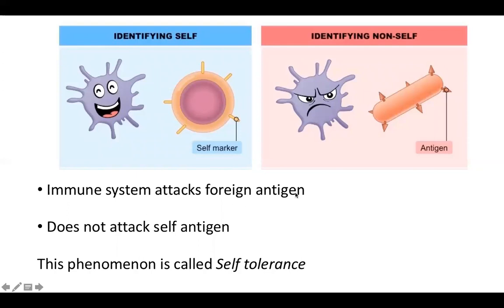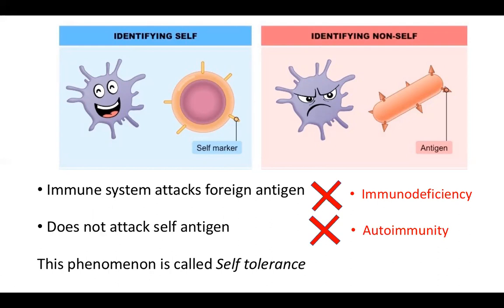Now, if this first part, recognizing and reacting against a foreign antigen, is defective, what will it lead to? That is what we call immunodeficiency, the inability to mount an immune response against a foreign antigen. If the second part, that it normally does not attack a self antigen, is defective, what will it lead to?